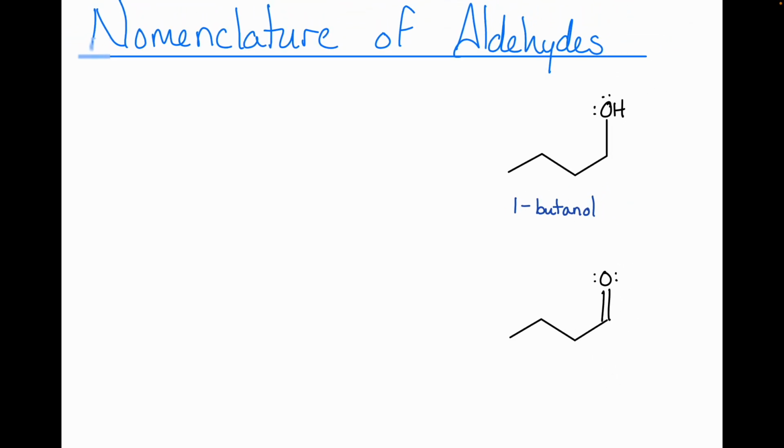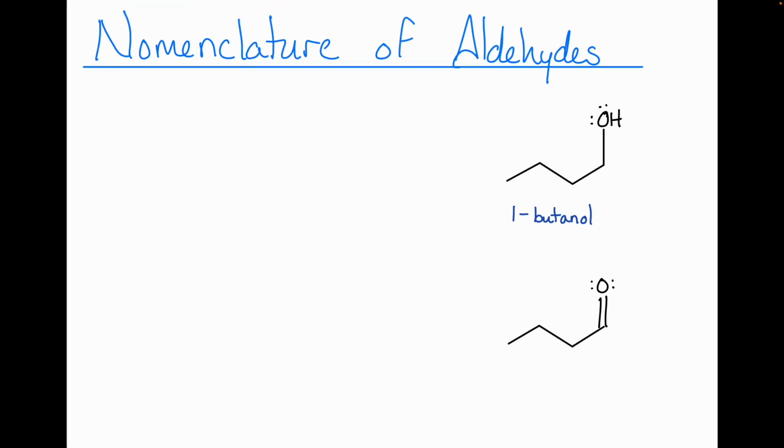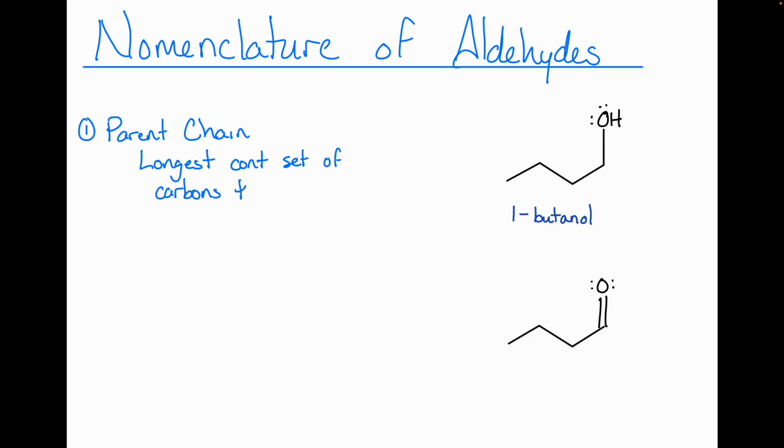We'll see something similar with our aldehydes. Nomenclature, we're going to have these same steps that we always have, where we're going to find our parent chain. All right, that's our longest continuous set of carbons that contains that functional group.